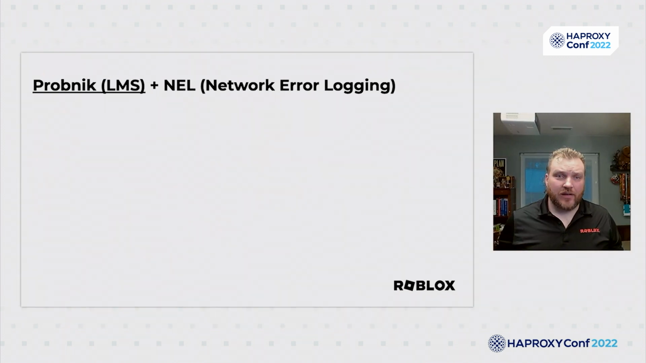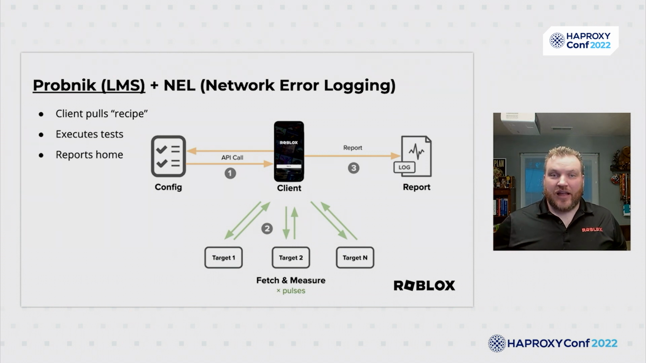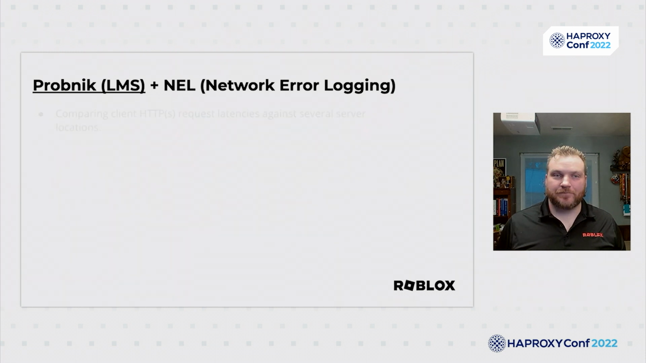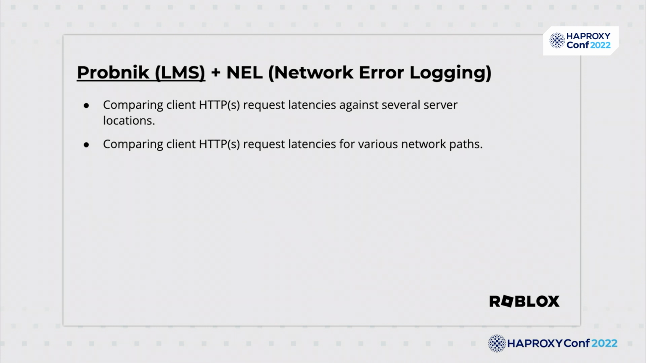In 2019, Netflix open sourced a project called Probnik that we use internally. It's called LMS. It's a JavaScript application that runs inside of our apps, both on mobile as well as the website, whereas in the mobile app, it's actually using Lua code. What it does is fetch a recipe from the running service. It executes all of the tests against, in this case, 3 tests. Then it reports that information back to a centralized server so we have that information on hand to help inform us. It allows us to compare latencies across our different instances. We can compare different network paths as they relate to the clients themselves. It'll also allow us to see when we make configuration changes to DNS or otherwise.